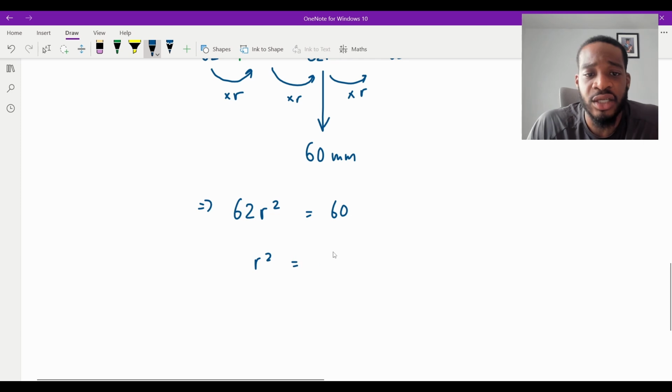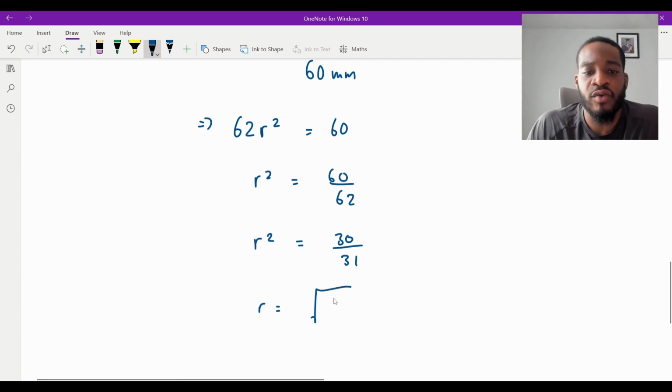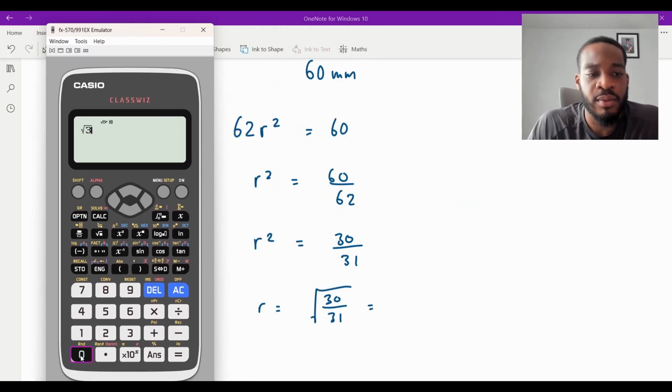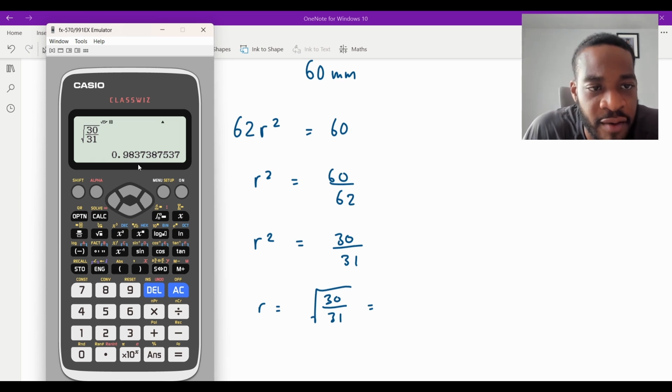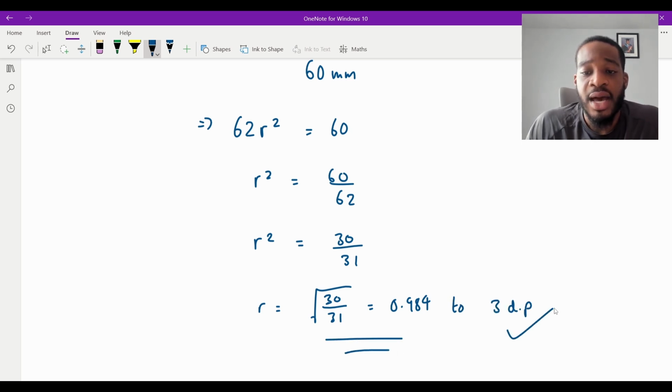So if I divide by 62, I'm going to have 60 over 62, which is the same as 30 over 31. And that means that r is going to equal the square root of 30 over 31. Putting that into my calculator, it's going to give me that number there. And then to 3 decimal places, which is what they asked us for, it's going to be 0.984, isn't it? 0.984, and I'll write 3 dp. And that is it. That's part C finished. Let's go to part D now.